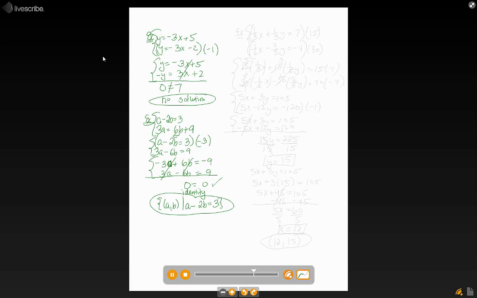And the system is, let's see, 1/3 x plus 1/5 y equals 7. And the other one is 1/6 x minus 2/5 y equals minus 4. I have some good news and some bad news.